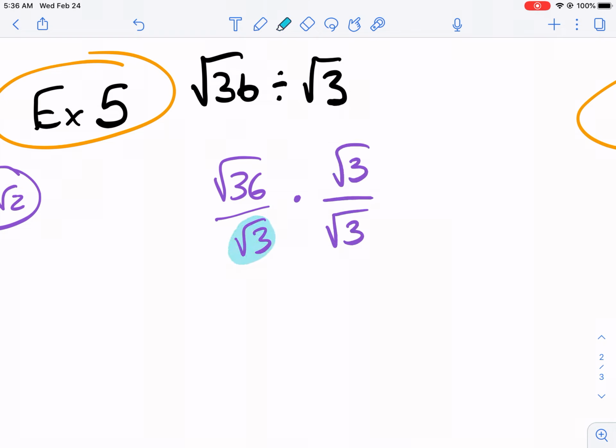It's because I see radical 3 in the denominator. I want to multiply by 1, but I want to change the look. So I'll make it radical 3 over radical 3. Okay, now this is kind of the tough part.